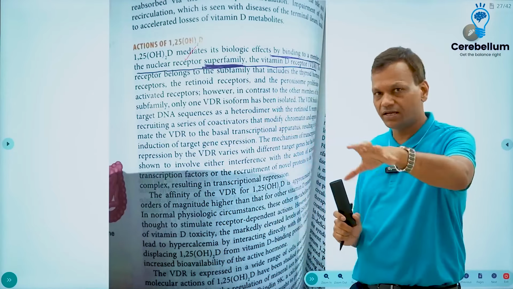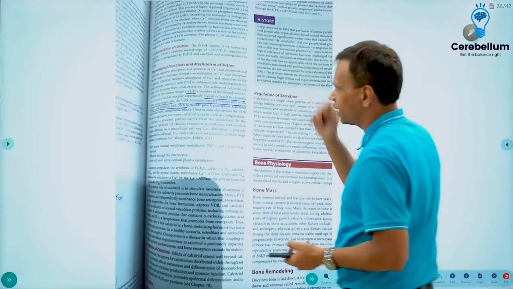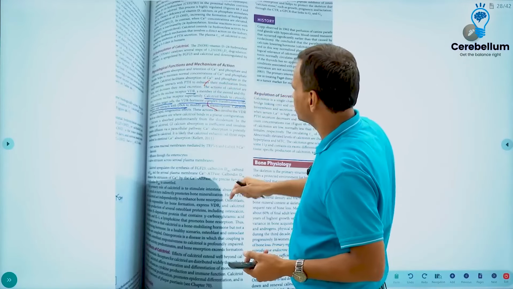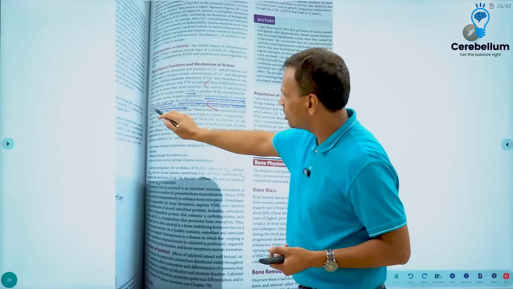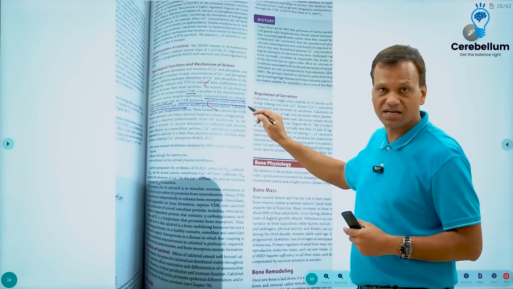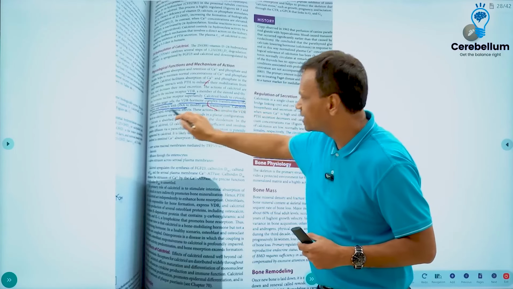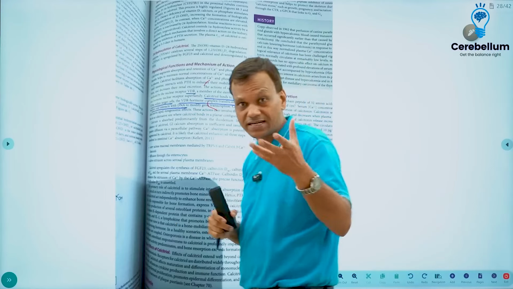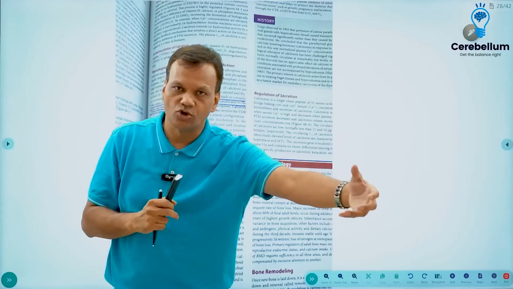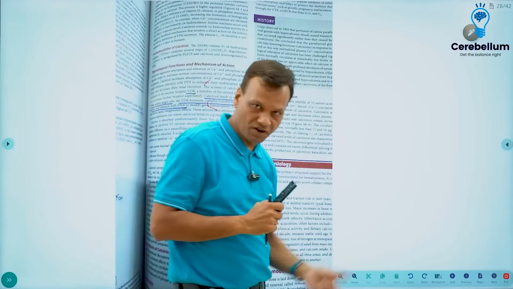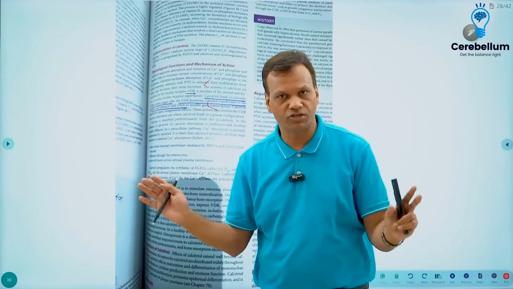Remember that the superfamily includes cytoplasmic also. Now this is confirmed by Goodman and Gilman, which is very clearly writing that calcitriol binds to the cytosolic vitamin D receptor within the target cell. Cytosolic, that means cytoplasmic. The vitamin D hormone complex translocates to the nucleus and interacts with the DNA. So it is clearly written that it is present in the cytoplasm. When vitamin D binds, the complex moves to the nucleus. So it is a member of the nuclear receptor superfamily, but actually the receptor is present in the cytoplasm. So there is no confusion regarding that.